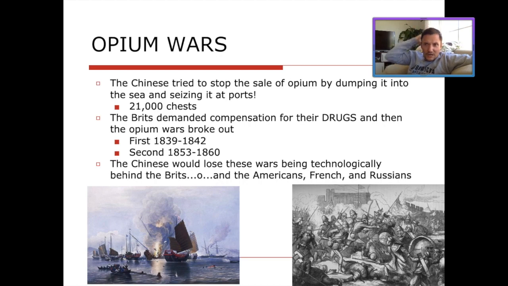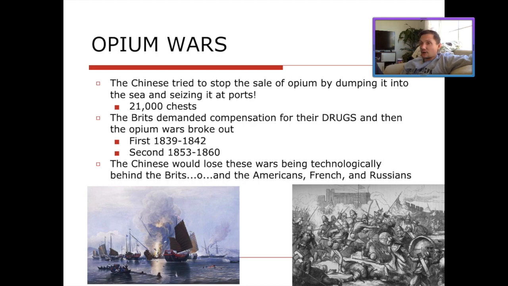Now, they also tried to close opium dens and find users and bring them up on charges as much as possible. The craziest thing ends up going down, though. At one point, the guy that was elected to do this by the Chinese emperor, I think it was Lin Zexu, seized 21,000 chests of opium and had them destroyed. Now, when this happened, the British demanded compensation for this drug.